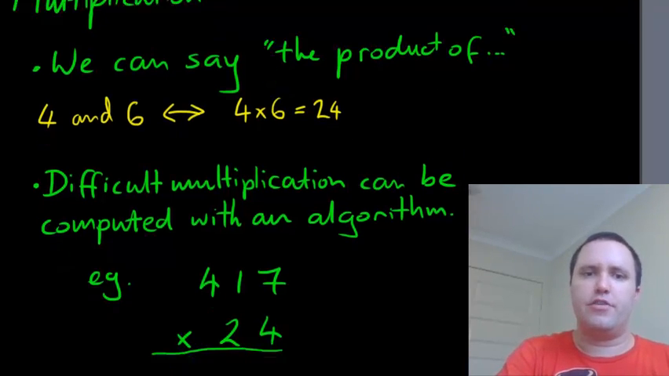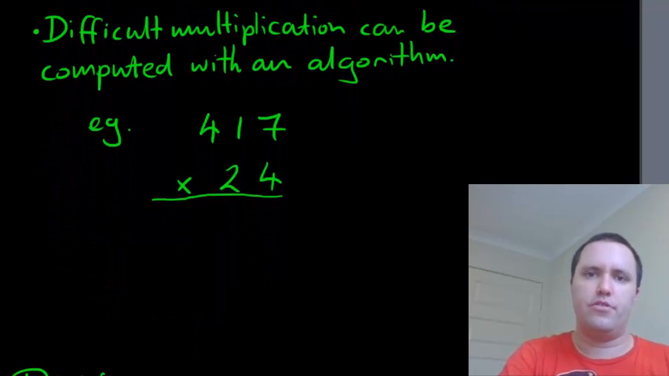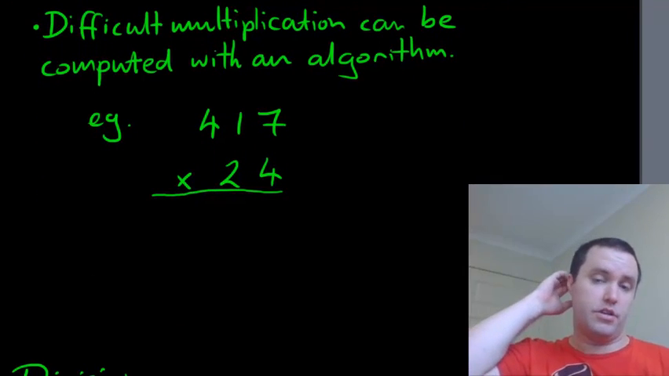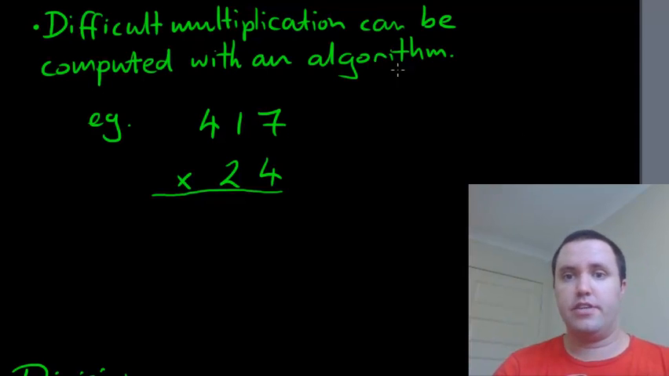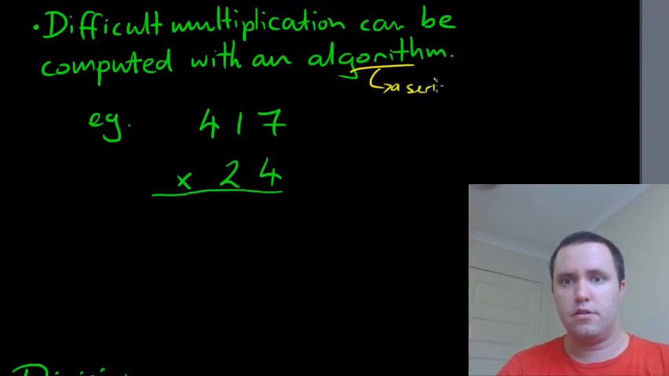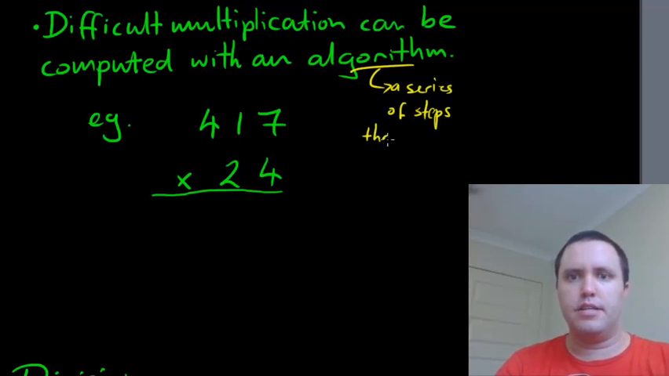Right, difficult multiplication though can be computed with an algorithm. We looked at them in the last video, but an algorithm simply means a series of steps that completes with a solution.